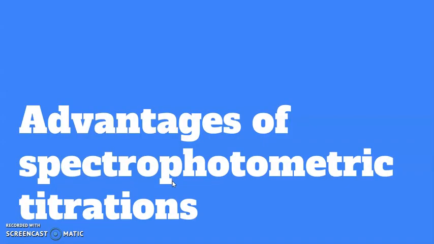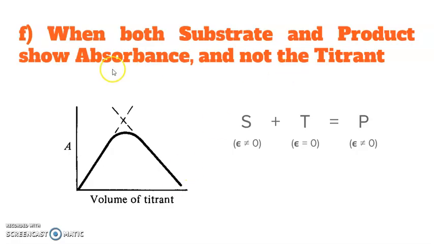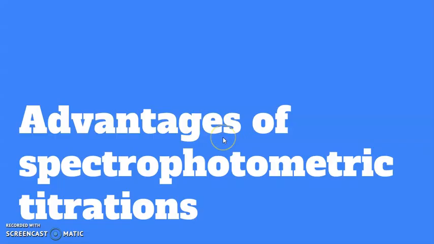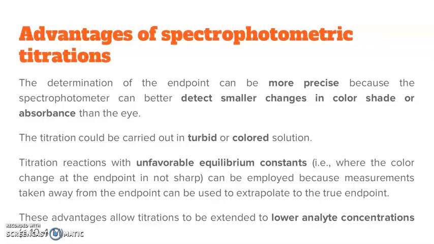So these were the cases where different titration curves resulted from different situations where the substrate, the titrant and the product were having color. In some cases, one of them was having color, two of them were having color, or only one was having color. So these are the different types of spectroscopic titration curves which we are supposed to understand. Now we will go for the advantages of spectrophotometric titrations.